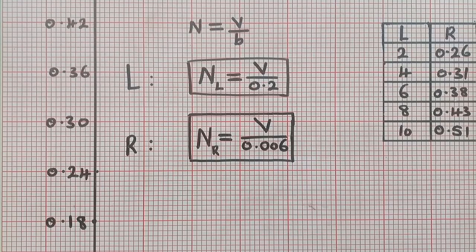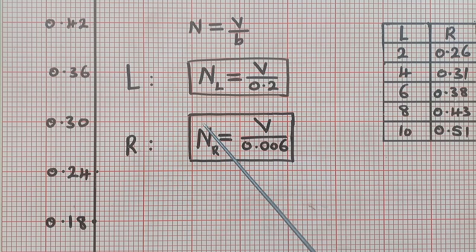Now, recalling the value of the small box for each of the axes, we conclude that for the L axis, that is the horizontal axis, the capital N for it is equal to V over 0.2. I hope you remember how it was done. Then if you do, this one too will be clear to you.